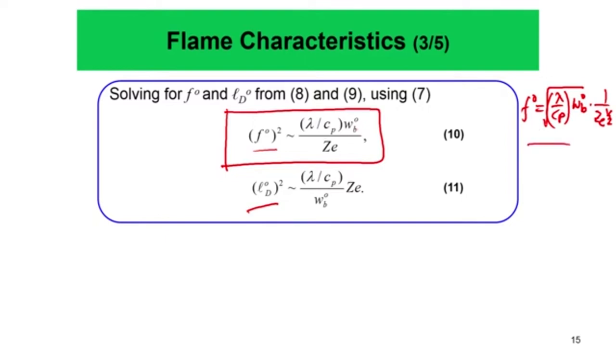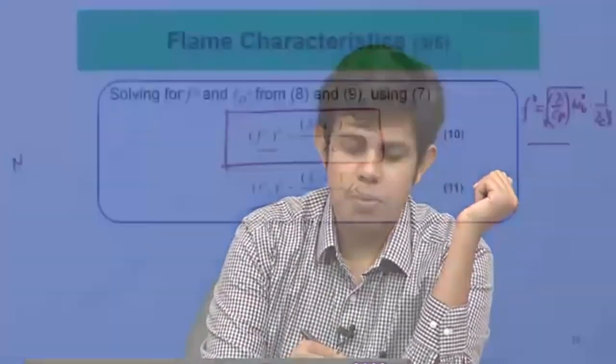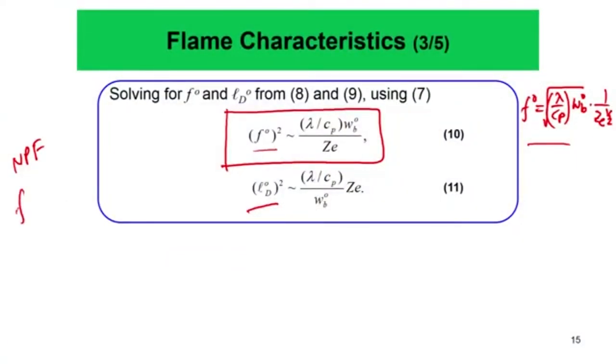This F0 is essentially the geometric mean of lambda by Cp and WB0. So it means that in a premixed flame, lambda by Cp and WB0 are both equally important. Both diffusion and reaction are very, very important, and that is why the premixed flame is much more sensitive to chemical reaction mechanisms and everything. Whereas in a diffusion flame, which is basically diffusion controlled, you have seen that F0 is essentially proportional to lambda by Cp. In a non-premixed flame, or in a chamber flame, you have seen that it was proportional to lambda by Cp times the velocity, the species gradient, etc.